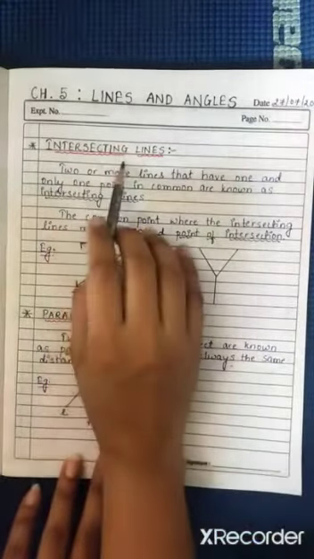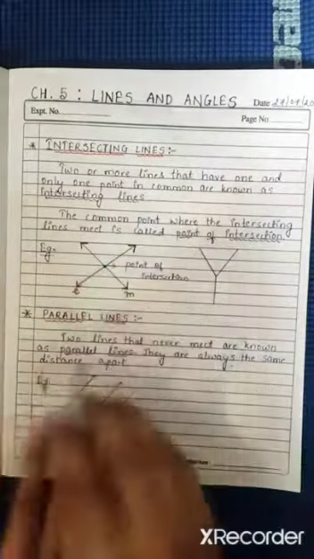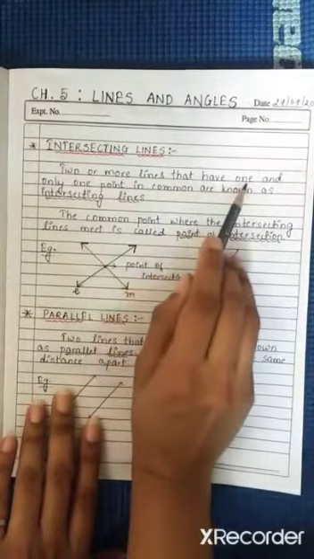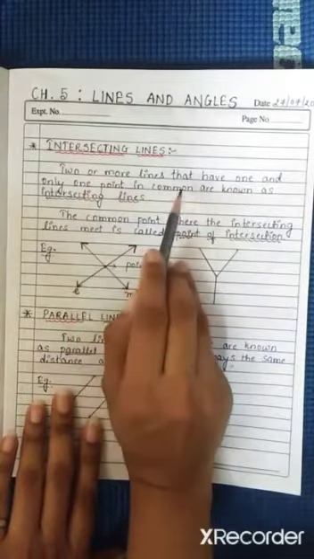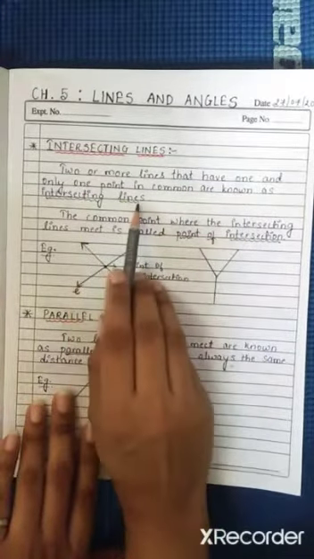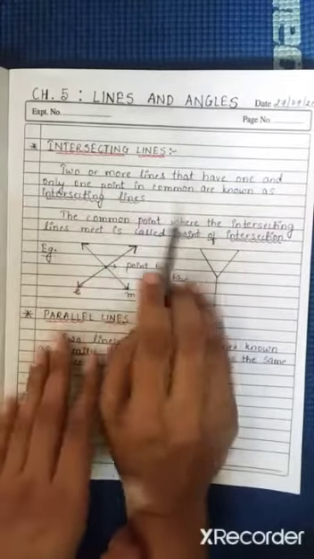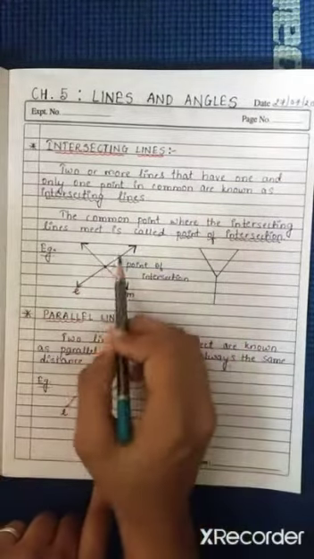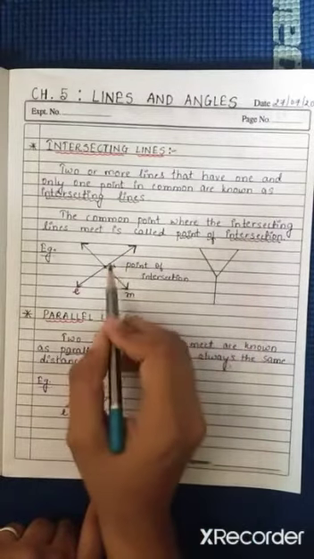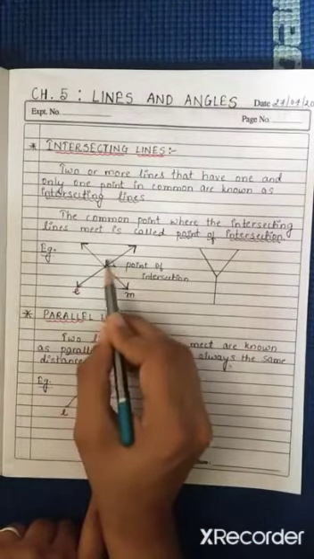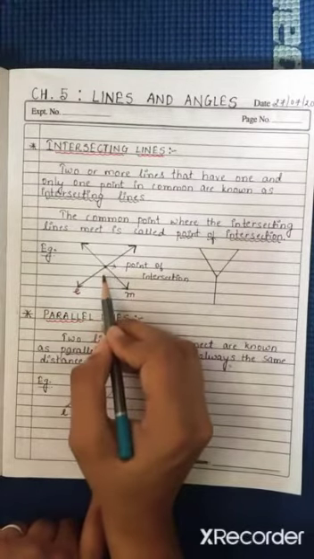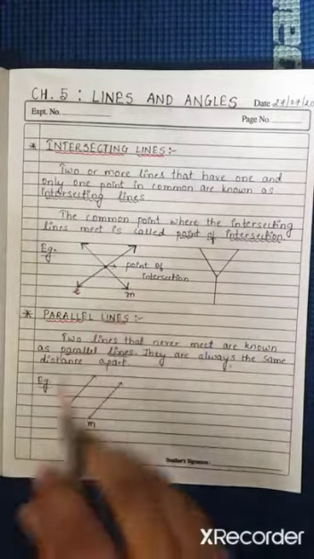The very first is intersecting lines. The definition goes like this: two or more lines that have one and only one point in common are known as intersecting lines. So how we can define intersecting lines is, two or more lines which meet each other at one point, which touch each other or meet each other at one point, are known as intersecting lines.